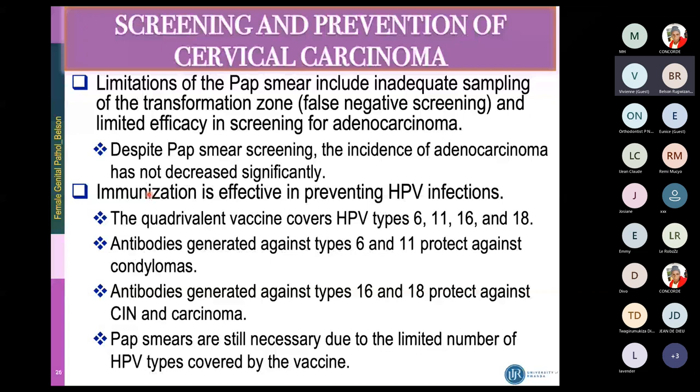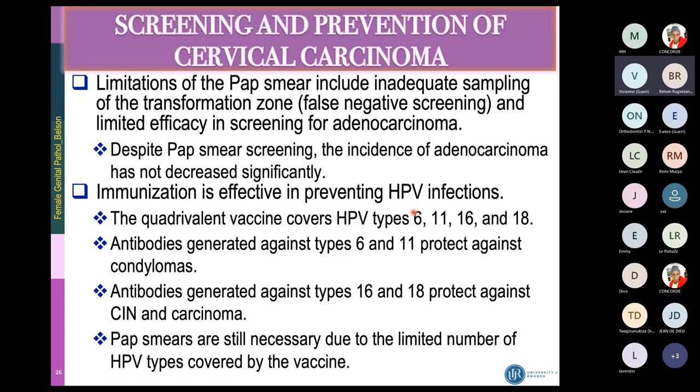Immunization is effective in preventing HPV infections. We have a quadrivalent vaccine, which covers 6, 11, 16, and 18, so it prevents not only the high-risk HPV but also the low-risk HPV serotypes. We also have a bivalent vaccine covering 16 and 18. In Rwanda there are two, Gardasil and Cervarix. One covers four serotypes and the other covers two.